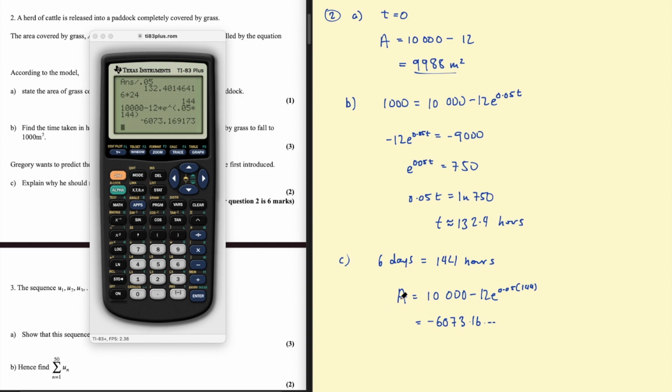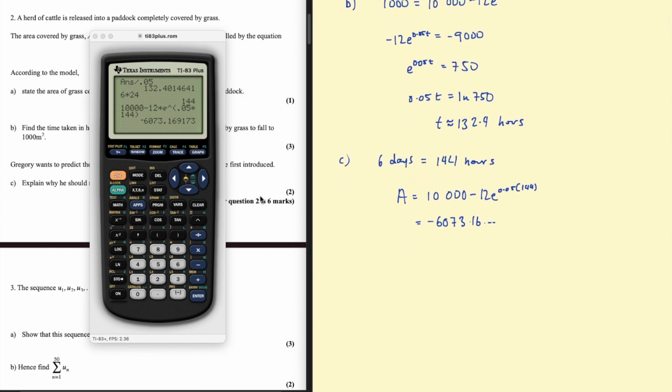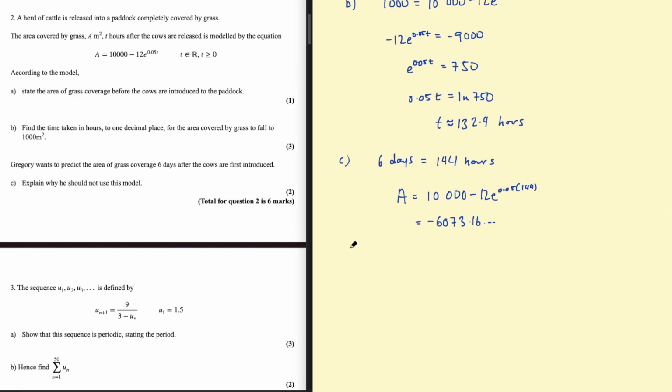And we don't want a negative area, right? That is showing us that, well, this equation is no longer appropriate after a certain number of days have gone past. So we can summarize that. We can say as the model gives a negative area, it is not suitable after 6 days.